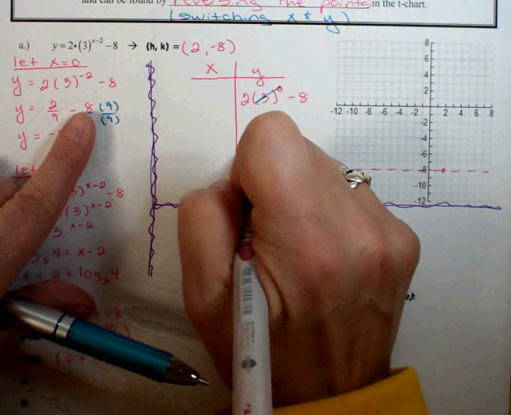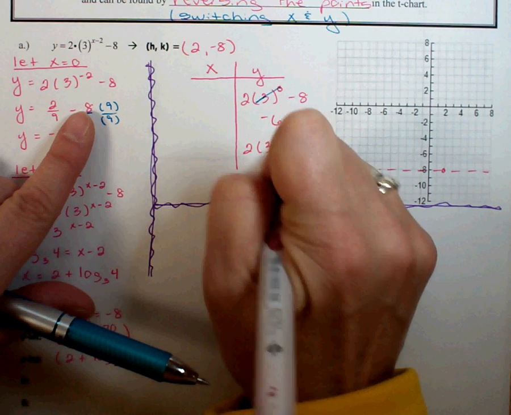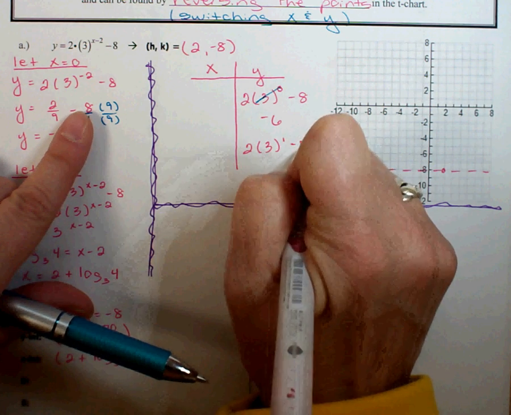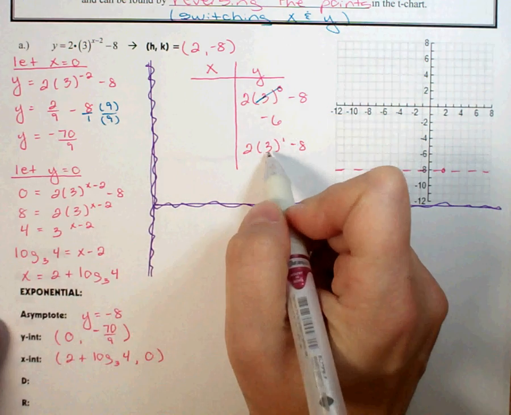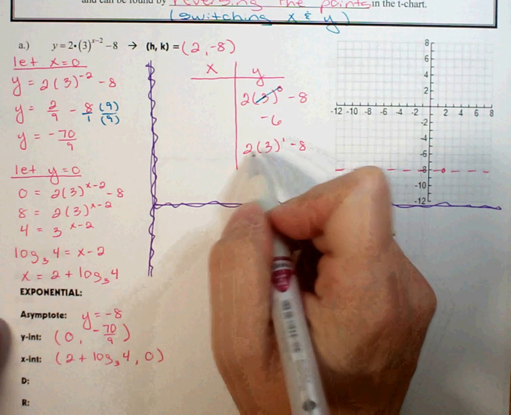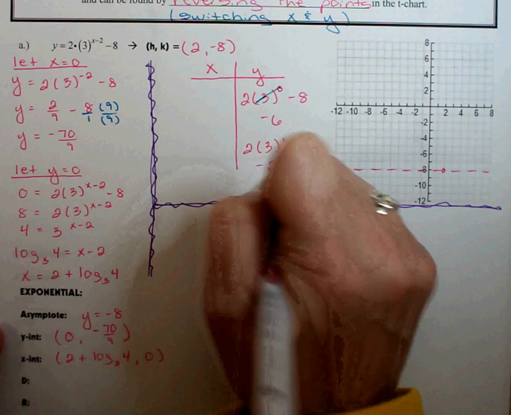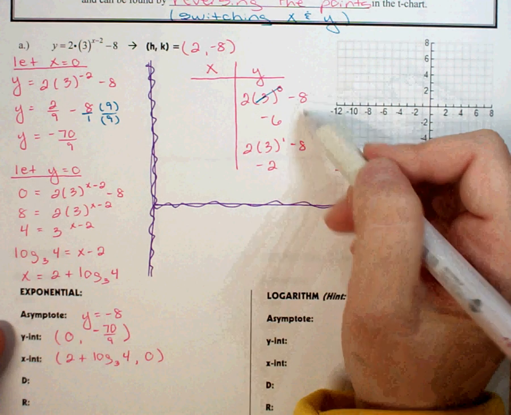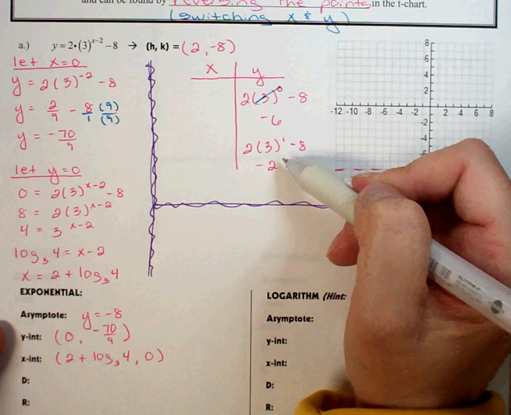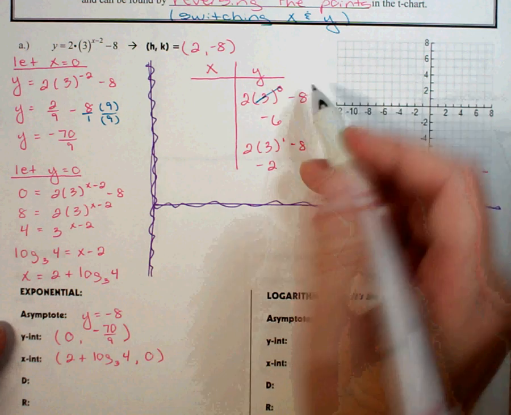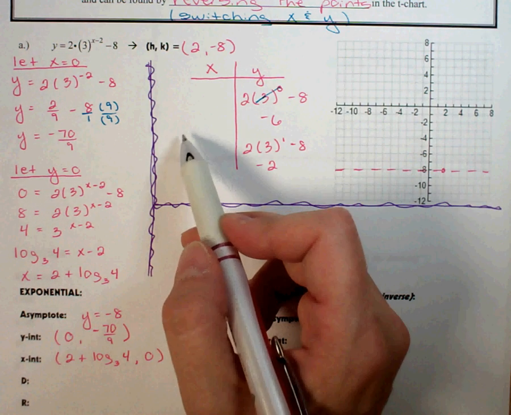I can also do 2 times 3 to the first power minus 8. So that simply gives me 3 to the first, which is 3 times 2 is 6. 6 minus 8 is negative 2. So once I know what my values on the y side of my t-chart should be, I'm going to work backwards and think, how can I get those?